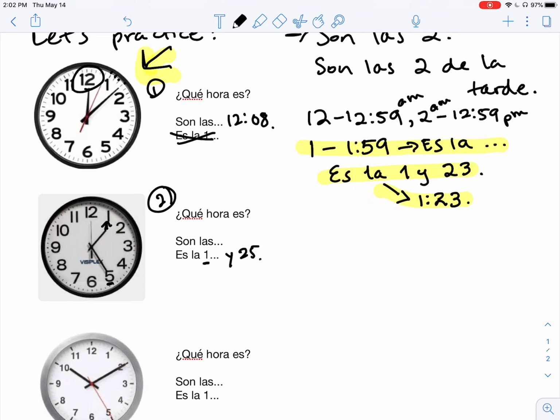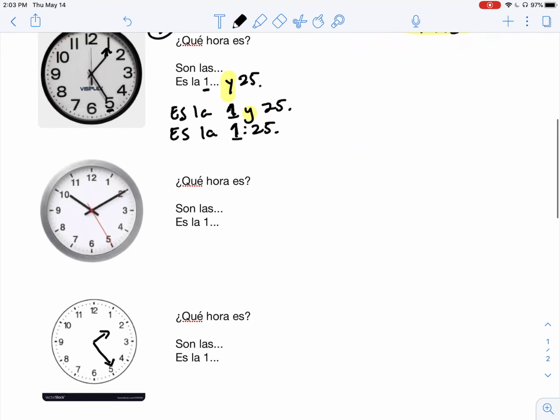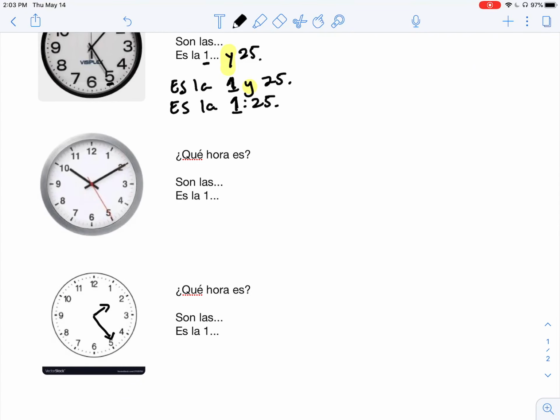Es la 1:25. See? Now I put here y 25 because that's how we say it, right? 1 and 25 minutes. That doesn't sound right for us to say in English, but in español sí. Es la 1:25. Or you can simply write it as es la 1:25. It doesn't matter how you write it, but please note that the way we say it, we do include that y. Es la 1:25.